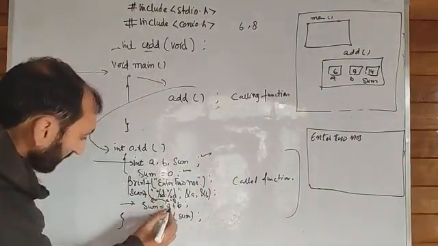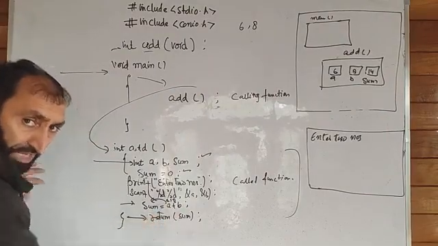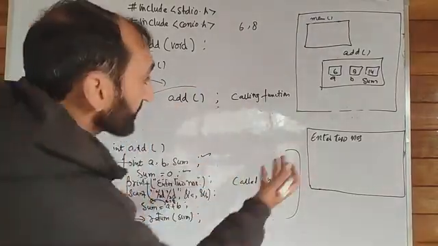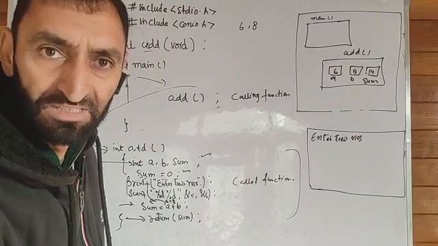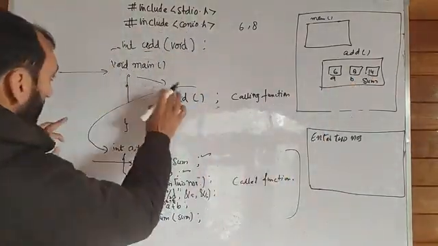And after that, control will reach here. Return sum. What is sum? Sum is 14. So it is return 14.